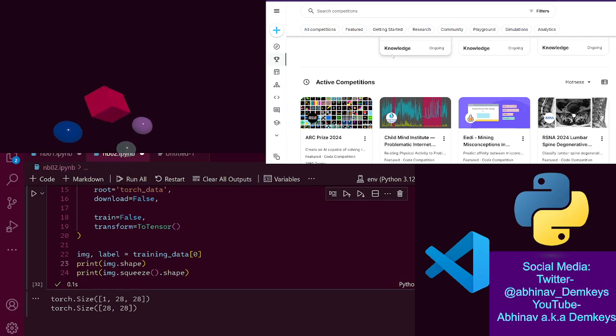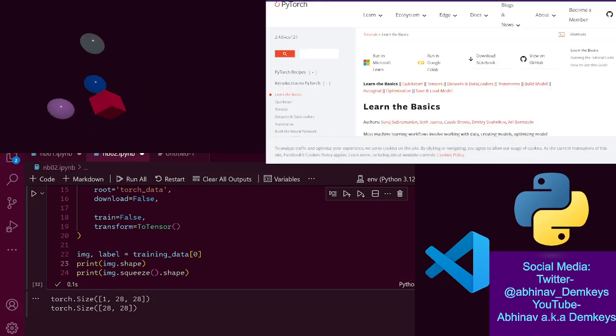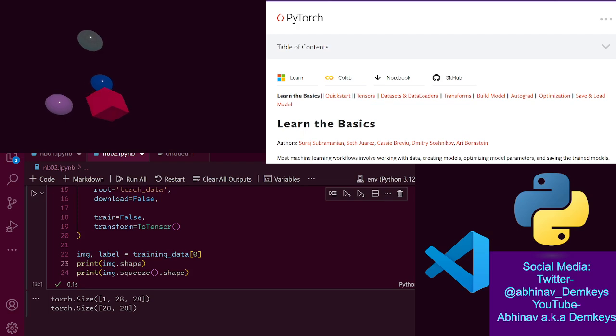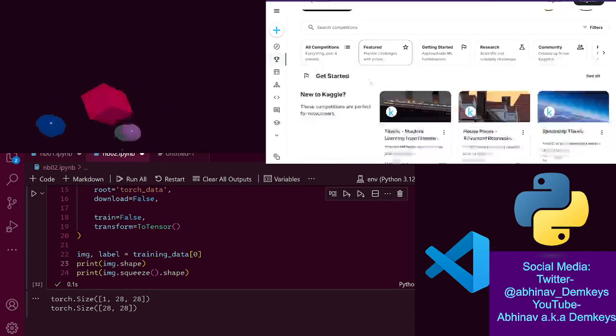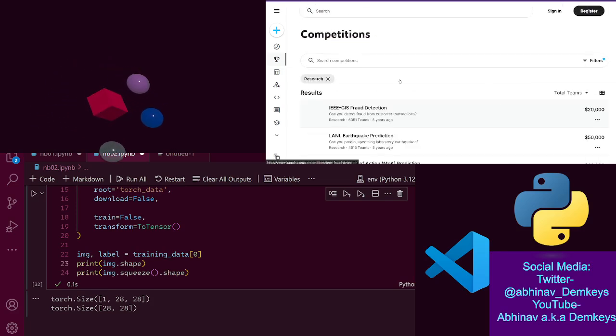No, actually, you know what? I might go back to this because, yeah, no, you know what? As fun as it is exploring Kaggle and as tempting as it is, wait, there's a getting started section, there's a featured section, there's a community section, research. Let's take a look at research.